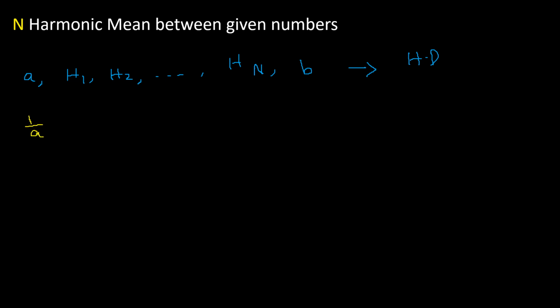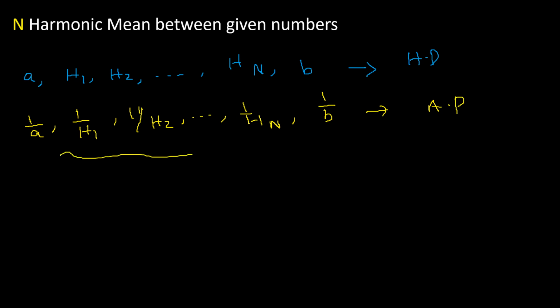So we get A, 1 over H1, 1 over H2, and so on, 1 over Hn, and 1 over B, and that will be in AP. Okay, and with it, how many terms are there? There are n plus 2 terms.